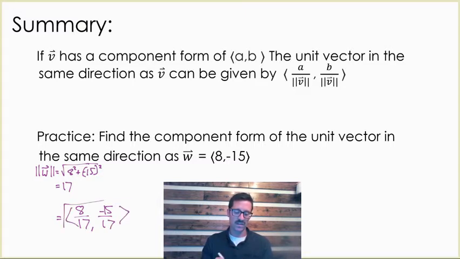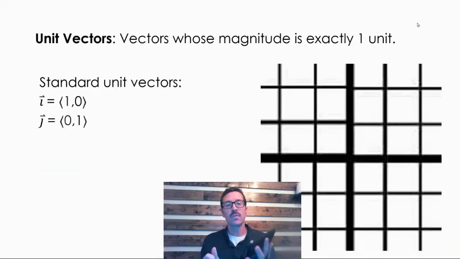This would be the unit vector in the same direction as w. These unit vectors are very helpful because we can use them in conjunction with scalars to create other vectors with linear combinations, as we'll look at in a minute.